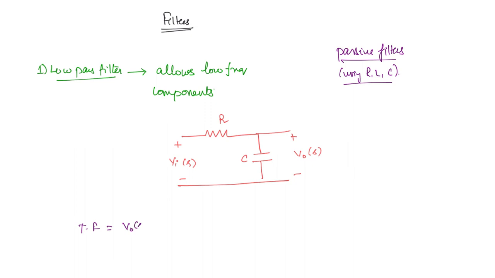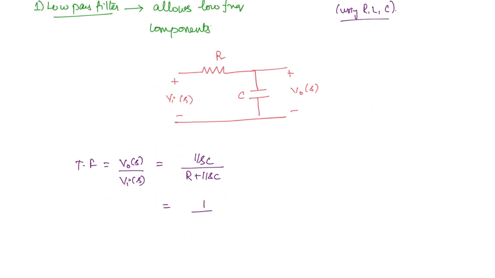Transfer function is output by input, and this you can get by the voltage division, right? So V0 is going to be 1 by SC divided by R plus 1 by SC, into Vi of S, by Vi of S. So Vi of S and Vi of S are going to get cancelled. You are going to be left with 1 by SC divided by R plus 1 by SC. So what will this be? If you simplify, you are going to get 1 by 1 plus SCR.